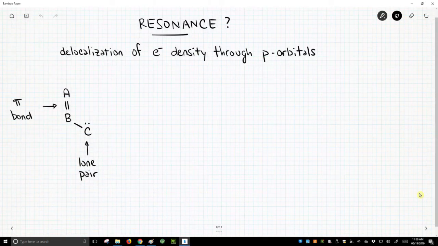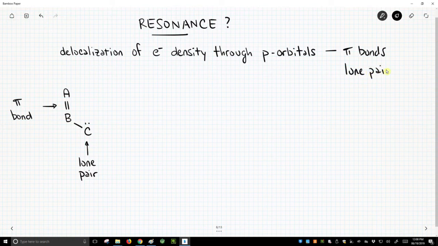What is resonance? Well, resonance involves the delocalization of electron density through p orbitals. And where do we encounter p orbitals? Well, we encounter p orbitals in pi bonds. And we also sometimes encounter p orbitals with our lone pairs.